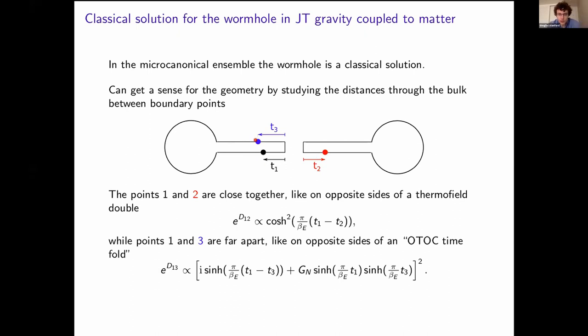On the other hand, points one and three kind of look like they're close together on this diagram here, but they're actually far apart due to a back reaction effect associated to the W and V operator insertions. So actually, they feel like they're on opposite sides of what you could call an out-of-time-order correlator time fold. The distance function looks like this. It has a piece that's small if the times are equal, but then it has a piece that's big if the times are large. So qualitatively, these two sides of this contour are far from each other, but they're close to the corresponding contours on the opposite copy.